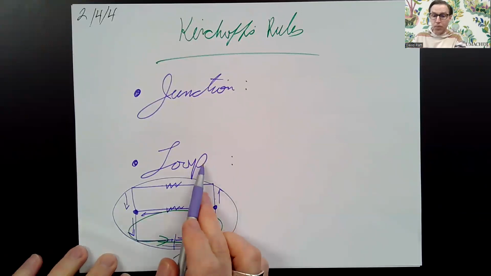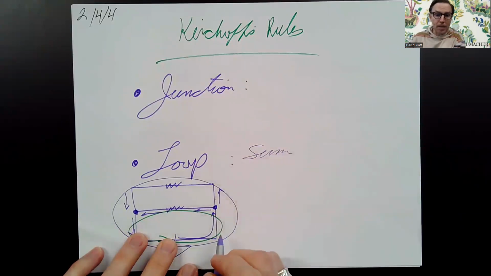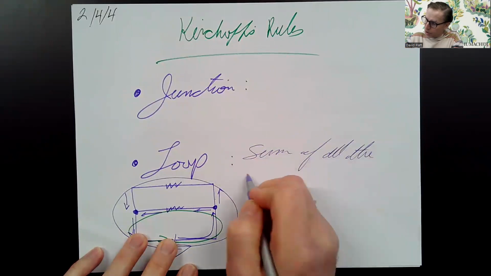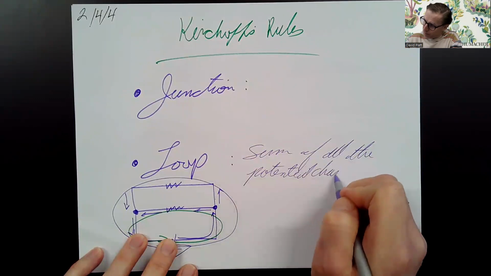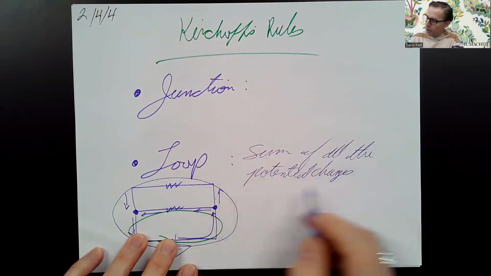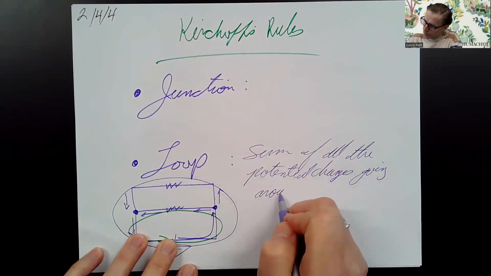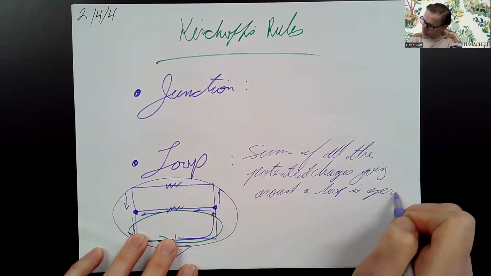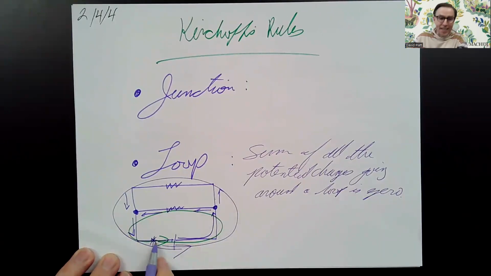And Kirchhoff's loop rule says the sum, not S-O-M-E, but the S-U-M, of all the potential changes, the voltages, the sum of all the potential changes going around a loop is 0. In other words, what I said before, if I start here and I end here, the sum of all the changes is 0.